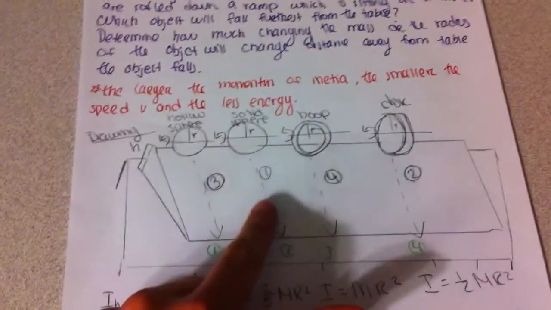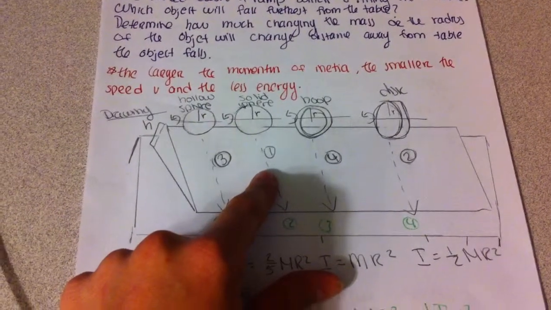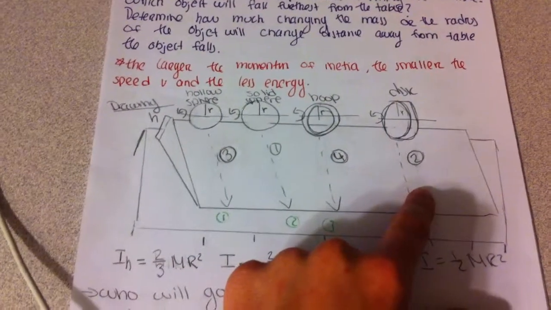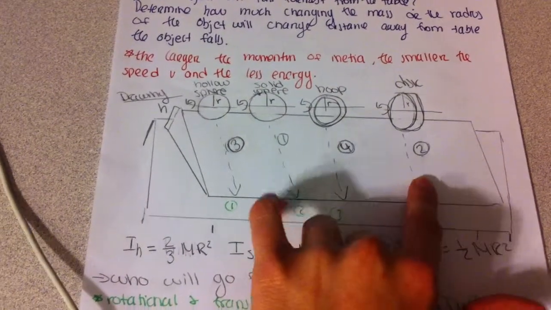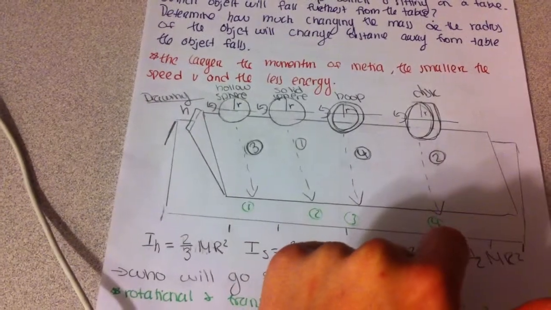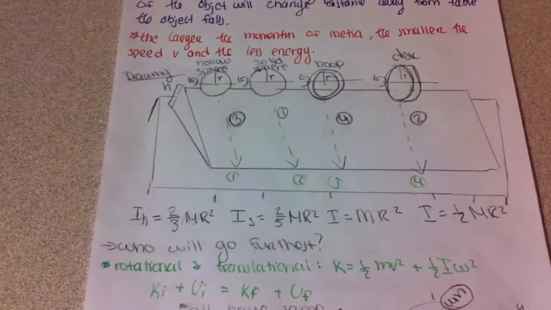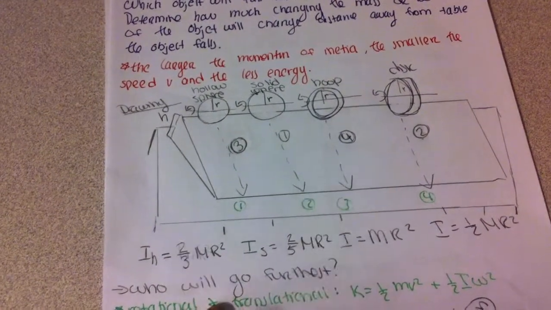So in my order, the solid sphere is going to win. The disc is going to be second because it has the second least inertia. Then it's going to be the hollow sphere. Then the hoop is going to be last, depending on the inertias. So the solid sphere will go the furthest.